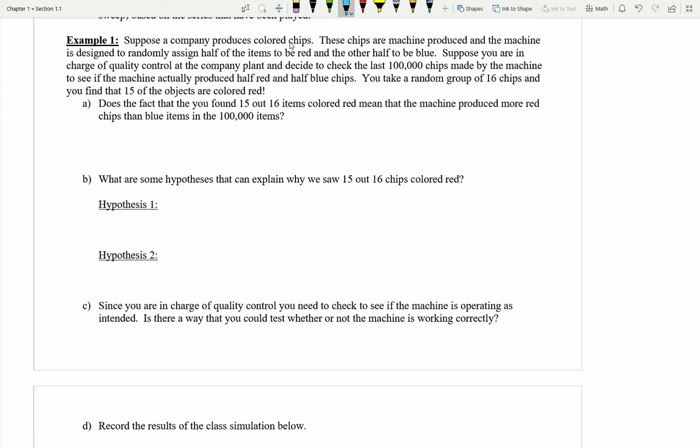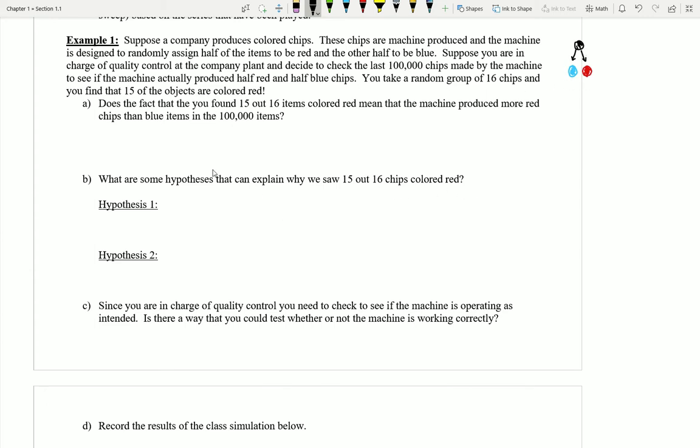And these chips are machine produced, and the machine is designed to randomly assign half of these chips to be red and the other half to be blue. So you can imagine, right, that I have these blue chips, maybe over here. I have red chips that are being made, and a machine makes an arbitrary chip, maybe one that's like this, and then you can imagine that it decides randomly which one it's going to produce, right? It's either going to spray this thing into blue or spray it and make it red.